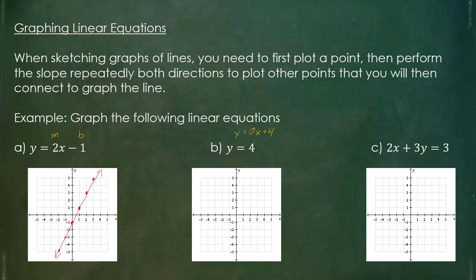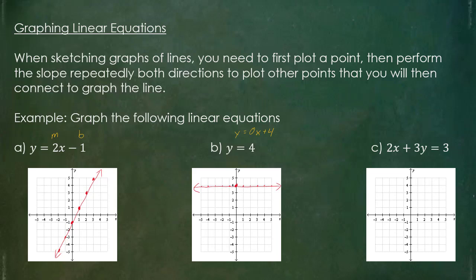So if I plot that first point at 0, 4, or the y-intercept of 4, a slope of 0 implies that there's no rise, but as much run as I want. So it really is just a collection of all of the points that have the exact same y value, hence why the equation is just y equals 4. And notice that that created a perfectly horizontal line.